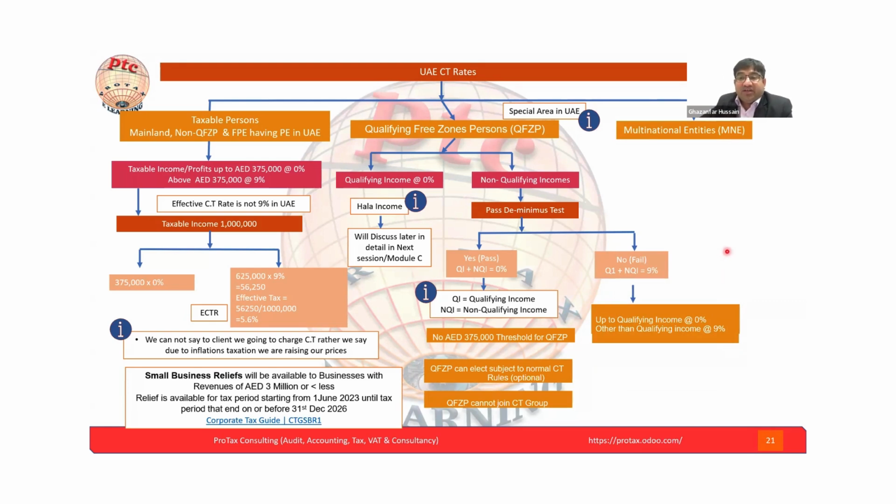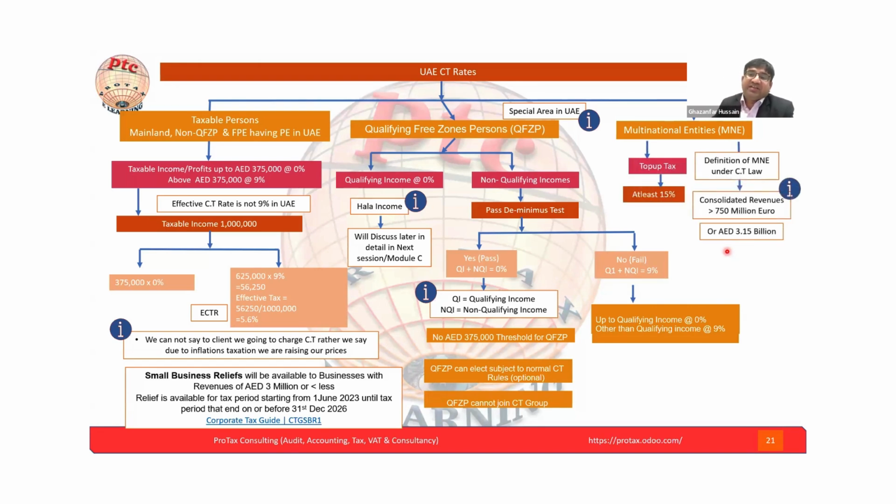Next is the multinational entity. In the return also, one point appears: are you part of a multinational entity? We simply say no. But what is the definition of a multinational entity, and how do we come to know? Let's see here. First, for the multinational entity, the top-up tax is at least 15%. Recently, they already announced it is 15%. Now, for our understanding, the definition of multinational under the corporate tax law. We have taken this from the corporate tax guideline.